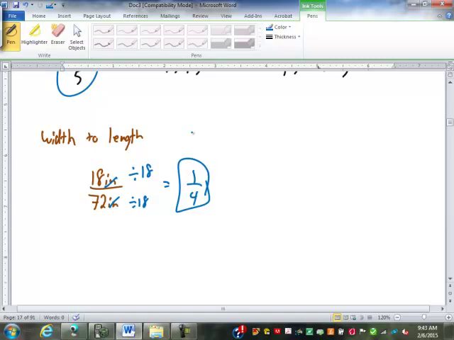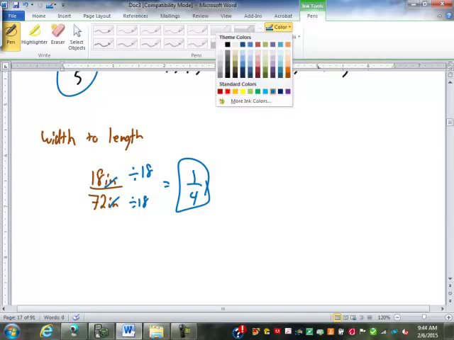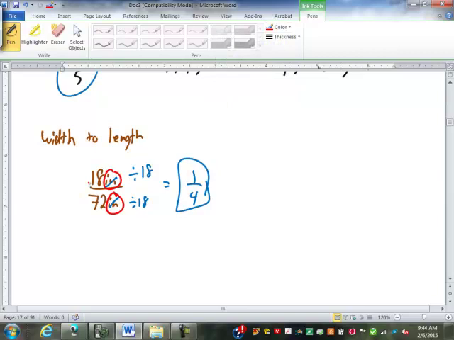Now, a couple of things I want to point out here. We reduce that just like we would reduce any other fraction. The units disappeared. The inches divided out. So what we have here, 1/4, is unitless. It doesn't matter whether we're measuring in inches, centimeters, feet, cubits, whatever. For every 1 unit of width, that table has 4 units of length, regardless of what the units are.